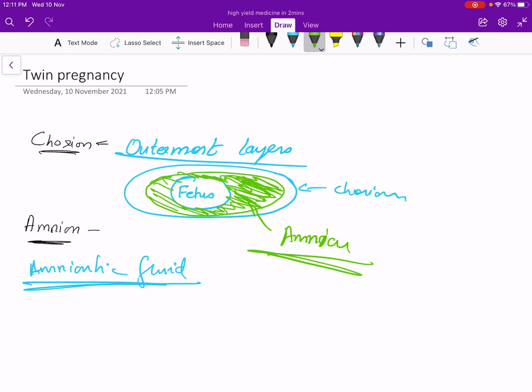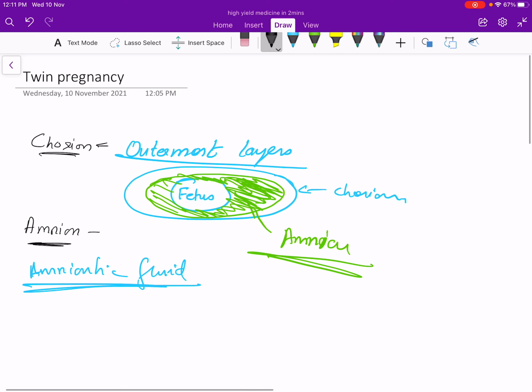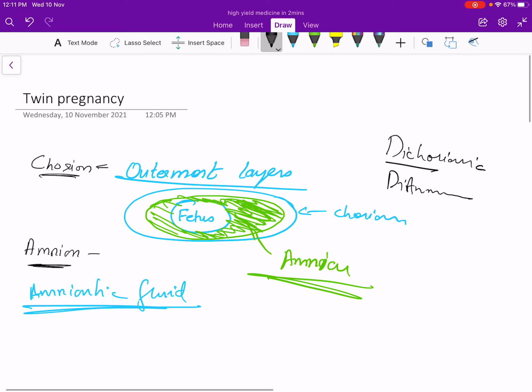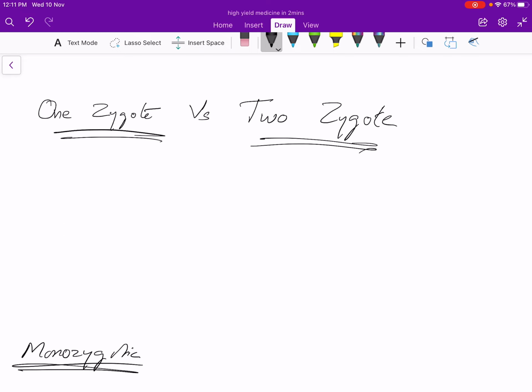So based on this chorion and amnion, twins could be dichorionic diamnionic, which means two chorion, two amnion, or monochorionic monoamnionic, or different variations like monochorionic diamnionic. First we'll go to monozygotic twins or dizygotic twins. If there are two zygotes, it's called a dizygotic twin. One zygote, monozygotic twin.